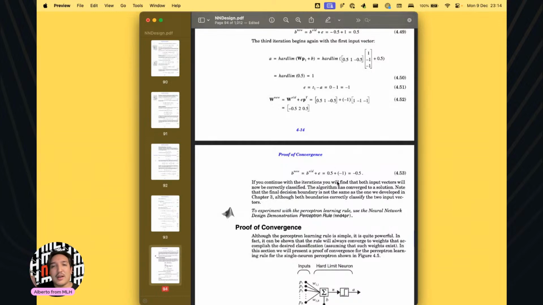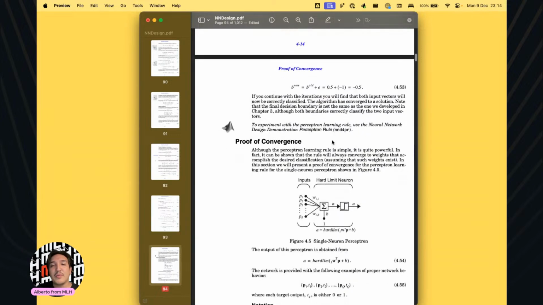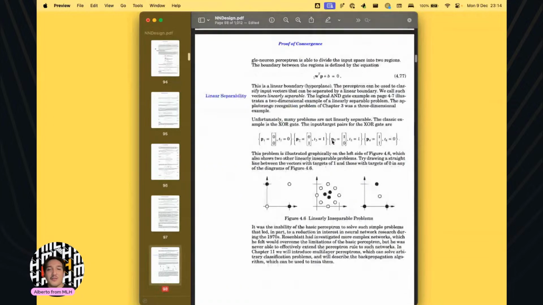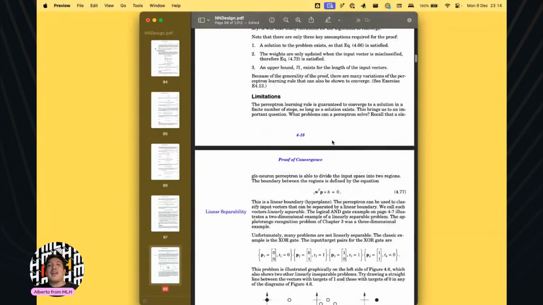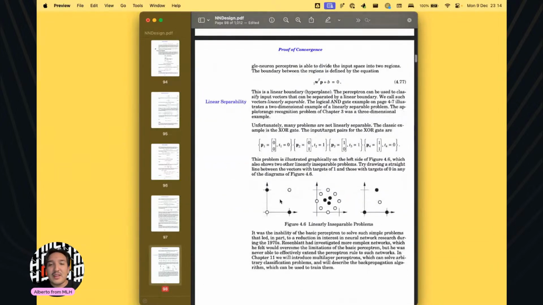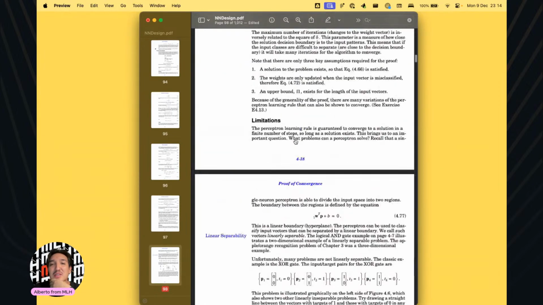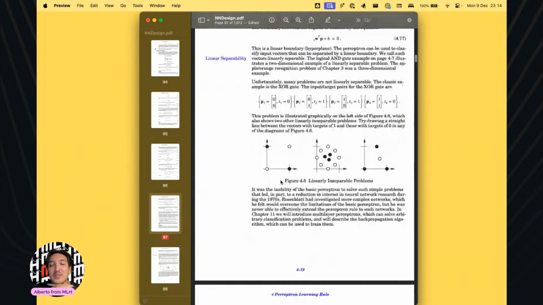Well, there is more mathematical proof of these concepts, but I think we're ready to finally hit MATLAB. And for example, this is the problem illustrated graphically of the limitations, and this is a very important section.